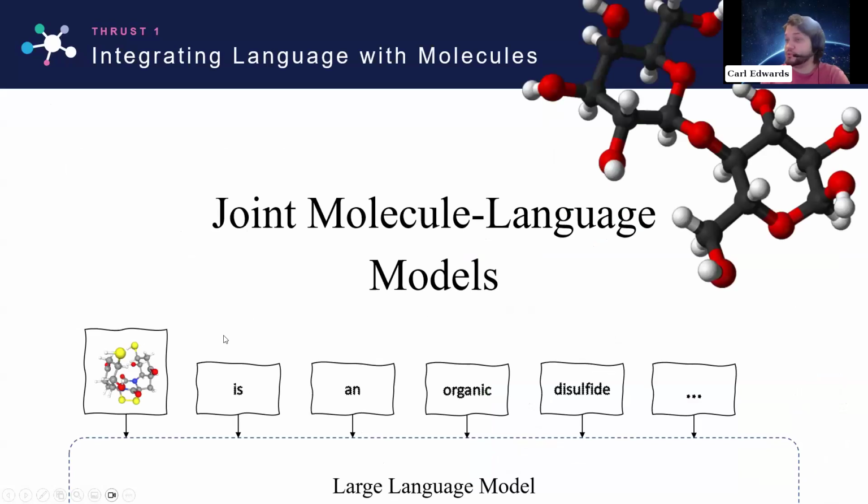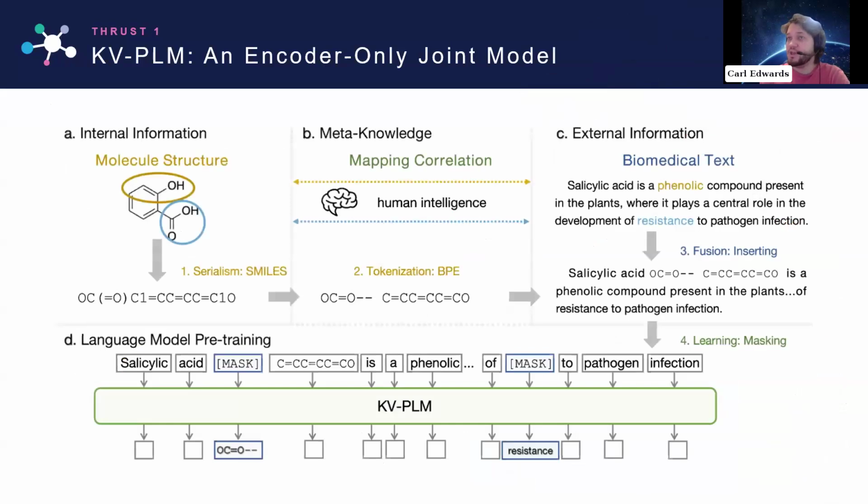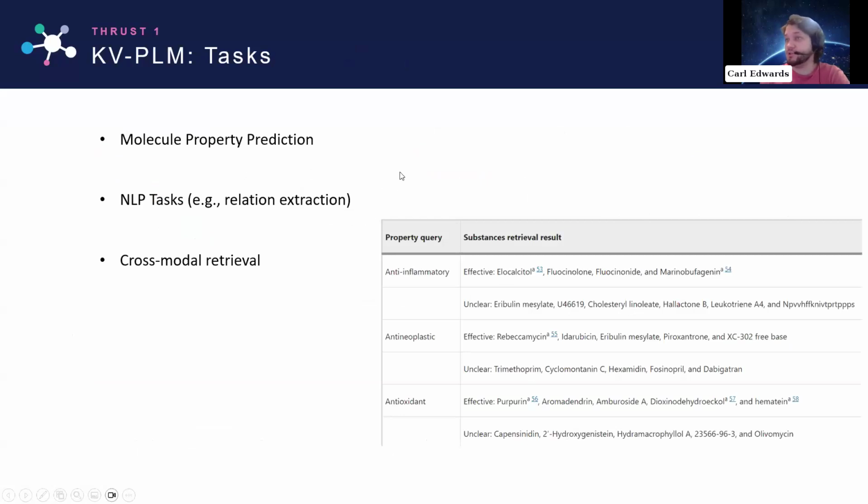So next we have joint molecule language models. The idea here is that we're taking these different modalities and feeding them all into the same large language model so that it's able to better process fine-grained interactions between the modalities, which might be necessary for improving understanding. First, I wanted to mention KVPLM. This is an encoder-only joint model, and essentially here we have a mix of these different modalities going into that model. It was used for tasks like molecule property prediction, NLP tasks like relation extraction, and things like cross-modal retrieval.